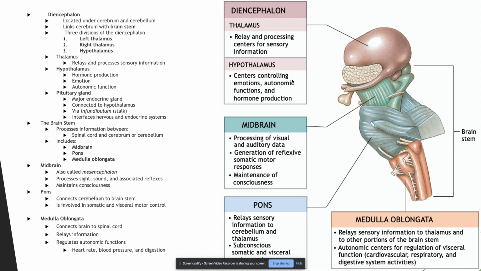The medulla oblongata connects the brain to the spinal cord. Near the pons, the posterior wall of the medulla oblongata is thin and membranous, and the inferior portion of the medulla oblongata resembles the spinal cord, with a narrow central canal. The medulla oblongata relays sensory information to the thalamus and to centers in other portions of the brainstem. The medulla oblongata also contains major centers that regulate autonomic functions such as heart rate, blood pressure, and digestion.